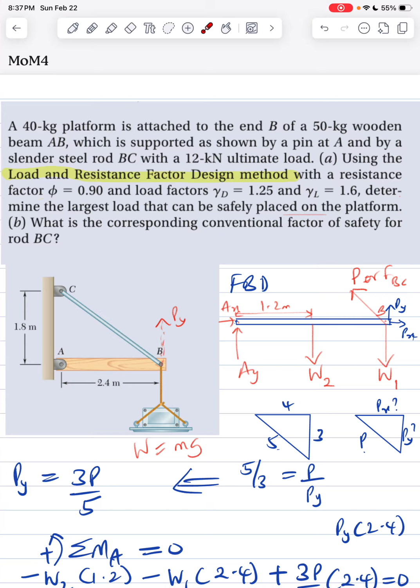In that light, we come up with this expression: 5 over 3. Here we have 5, which is P, then 3 in the vertical part, Py. So we come up with this expression. With this, we are simply expressing Py in terms of P, to become 3P over 5. Now, the idea behind that is we can easily equate all the vertical forces, 1, 2, 3, with this one, because we now have a corresponding component.